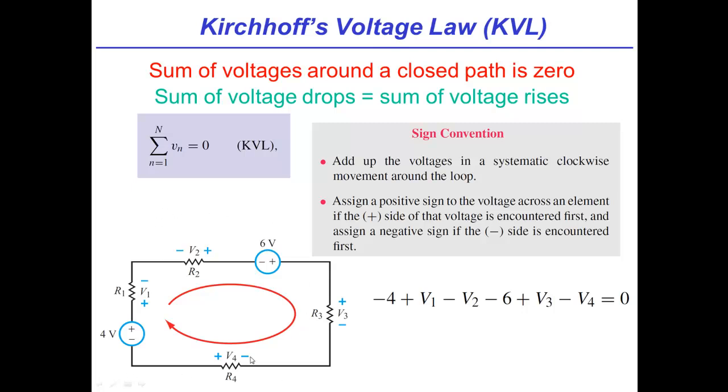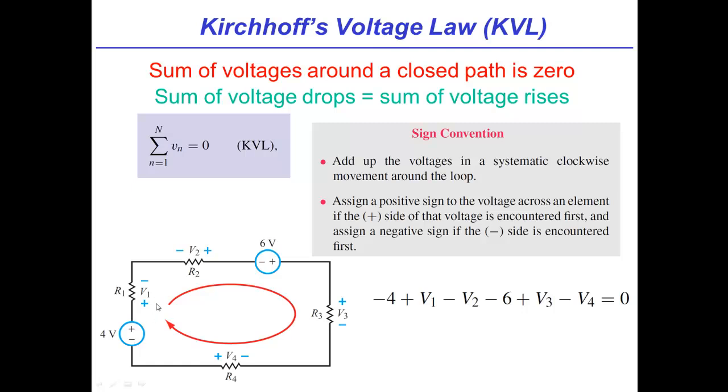So let me try thinking about this. The succinct rule is wherever I start, let's say I start down here at the bottom left. Correct. I start going clockwise. So first thing I hit is that source. Right. I'm entering the negative terminal of it, so I'm going to put a minus sign and then the value. So minus 4. That's right. Okay? And then I hit the resistor.